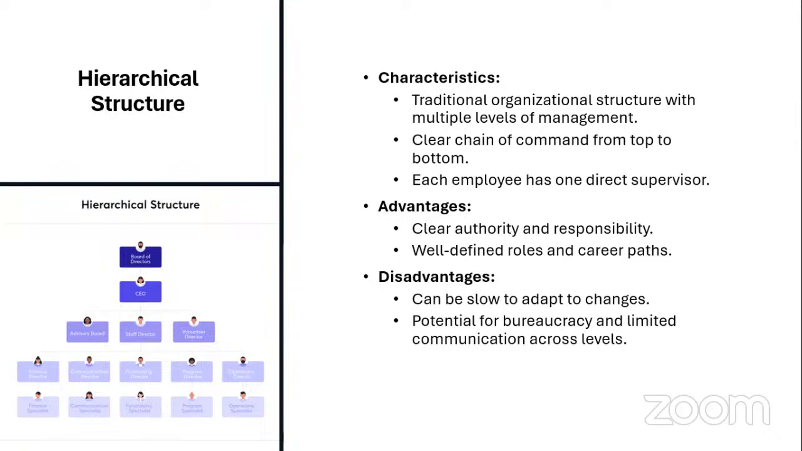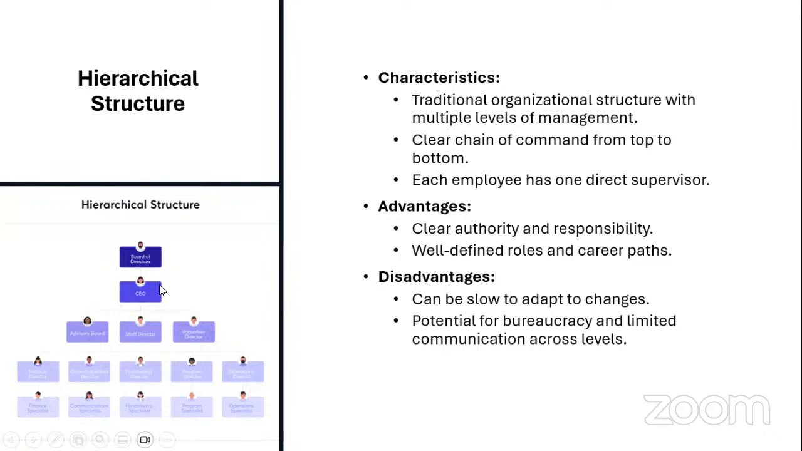Hierarchical structure, hierarchy. Characteristics: traditional organizational structure with multiple levels of management, clear chain of command from top to bottom. Each employee has one direct supervisor. Advantages: clear authority and responsibility, well-defined roles and career paths. And then we have disadvantages: can be slow to adapt to changes, potential for bureaucracy, and limited communication across levels. So you can see what's happening there.